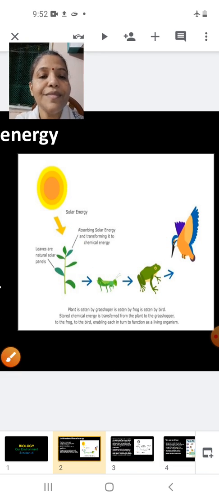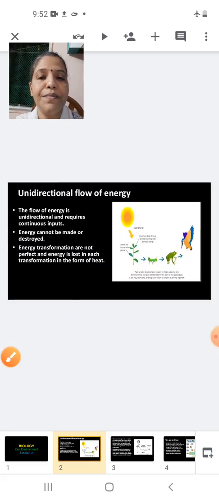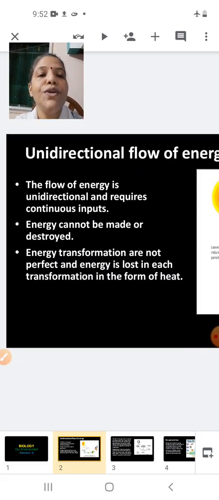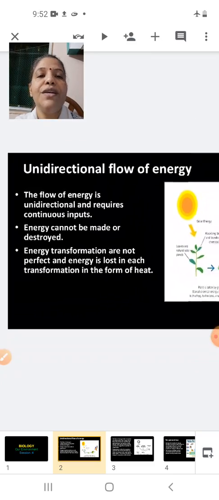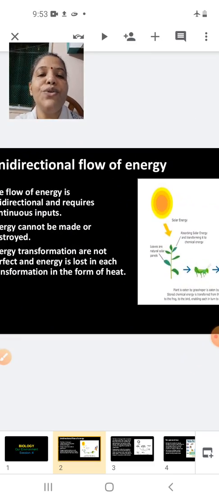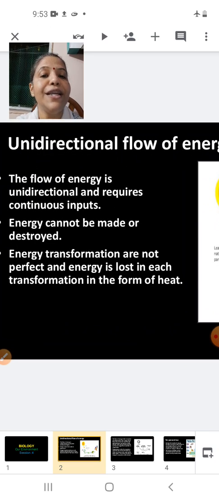So let's do the reading part now. Unidirectional flow of energy. The flow of energy is unidirectional and requires a continuous input, and the continuous input is the sun. Energy cannot be made or destroyed. Energy transformations are not perfect and energy is lost in each transformation in the form of heat. As I told you, when it is moving from one organism to another, some amount is lost in the form of heat.